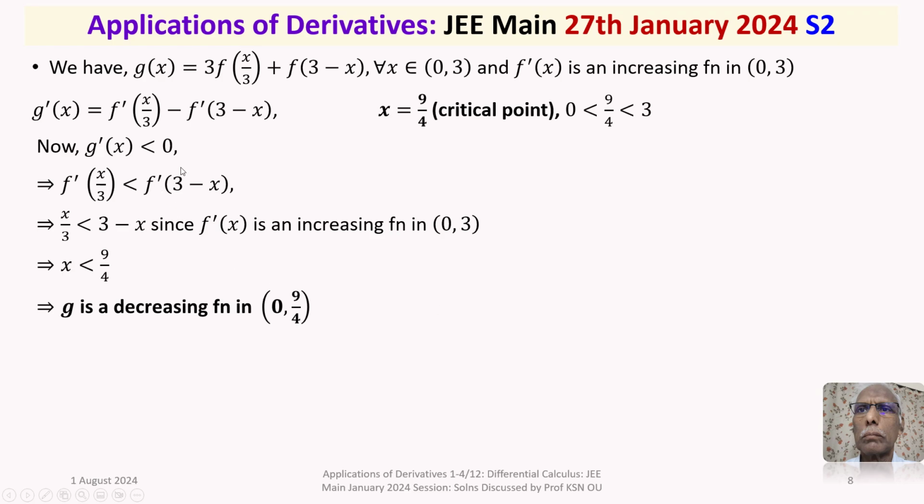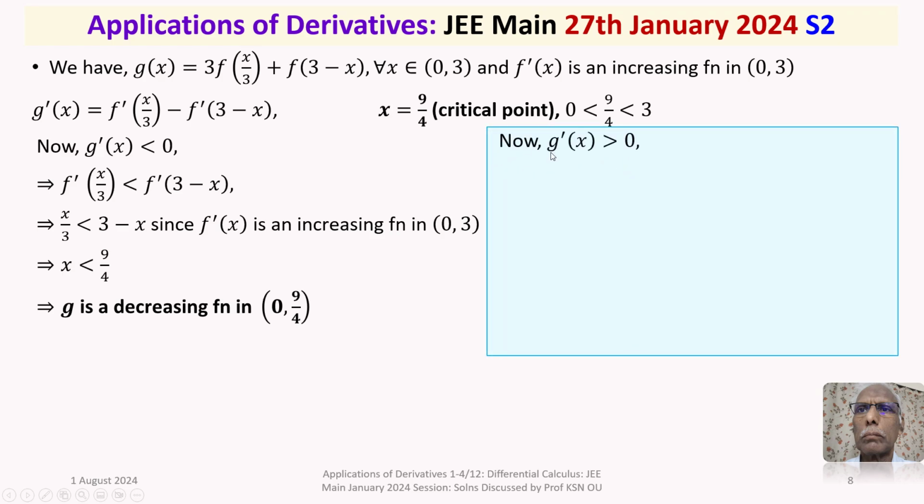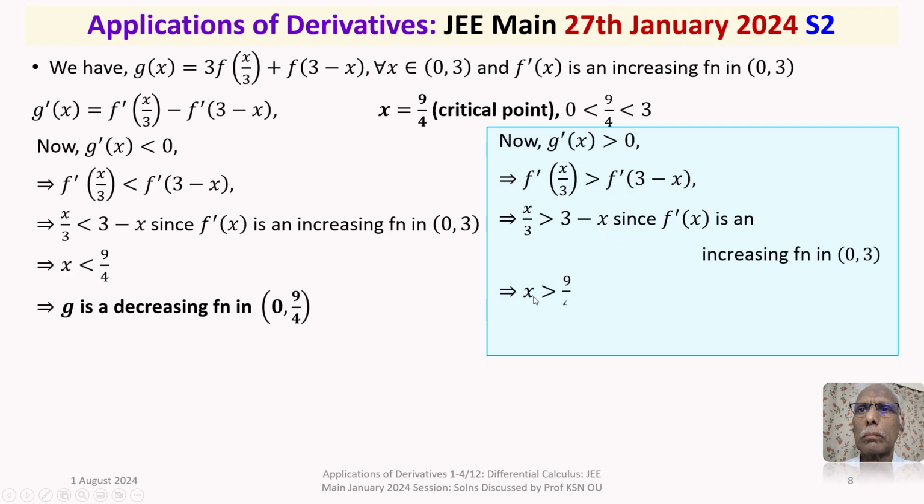Right. Now, where is this function g of x increasing? For that, consider g prime x greater than 0. That is f prime of x by 3 minus f prime of 3 minus x is greater than 0. That will give you f prime of x by 3 greater than f prime of 3 minus x. But we have f prime x is an increasing function. This will imply x by 3 greater than 3 minus x. And simplify, you will get x greater than 9 by 4. That means our function g of x is an increasing function in 9 by 4 to 3.